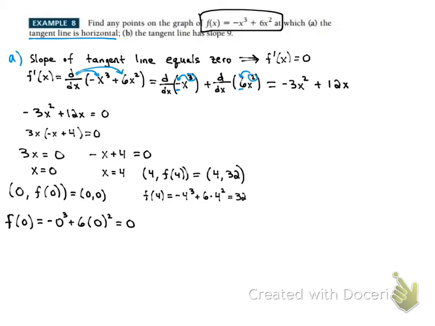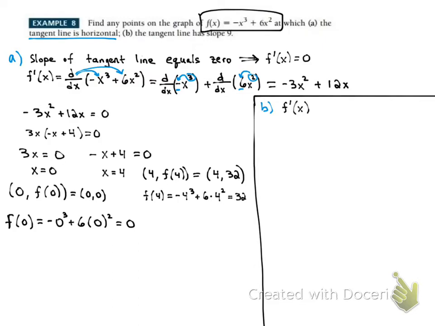So we found 2 points on the graph where the tangent line is horizontal, the point 0, 0 and the point 4, 32. Now for part B, we need the tangent line to have slope of 9. That means we need the value of the derivative function to equal 9. So we already found the derivative function in part A, so let's plug in what the derivative function equals. So I've plugged that in here, and we need it to equal 9.